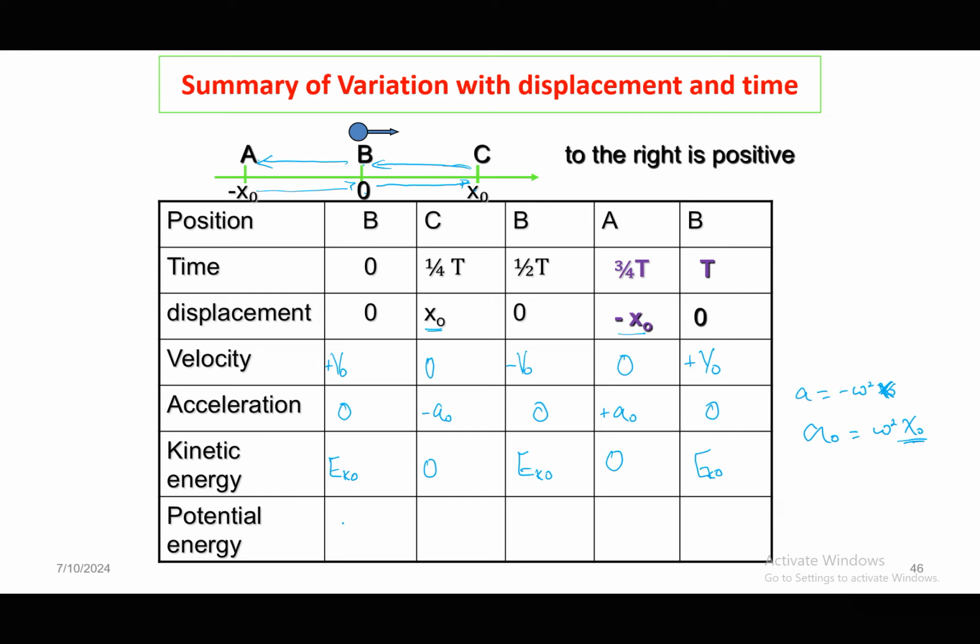Then for potential energy, we note that whenever we are passing equilibrium, the vertical height was 0, so potential energy is going to be 0 whenever we are passing equilibrium. This is going to be 0 because the displacement is 0. But whenever displacement was maximum, potential energy was maximum, so this is E potential maximum. The subscript 0 there is referring to maximum. So I think that is the summary of all these variations as we have discussed them.